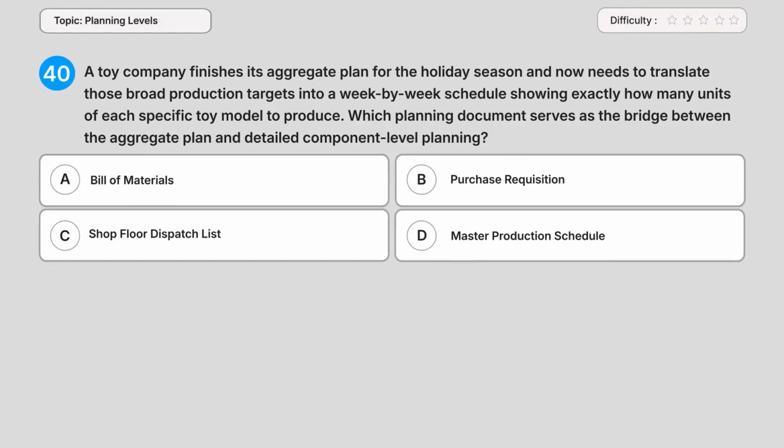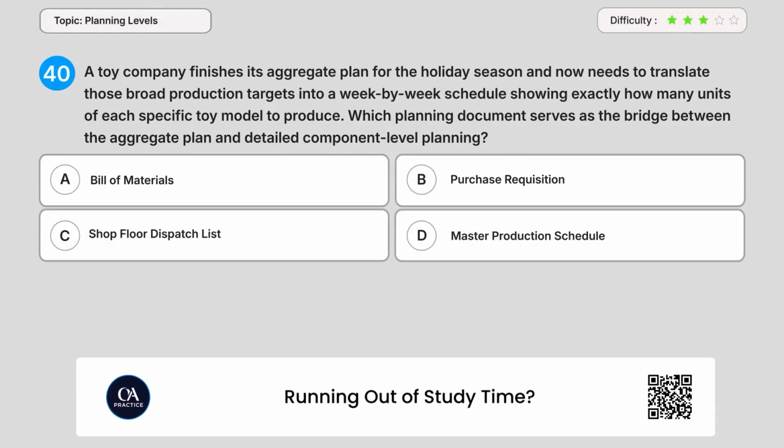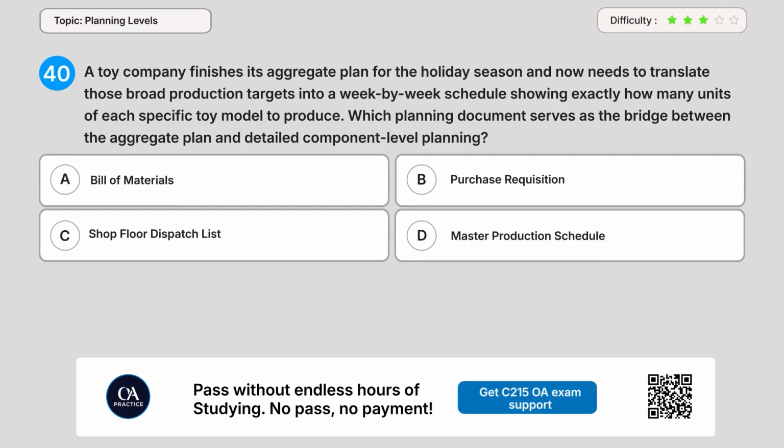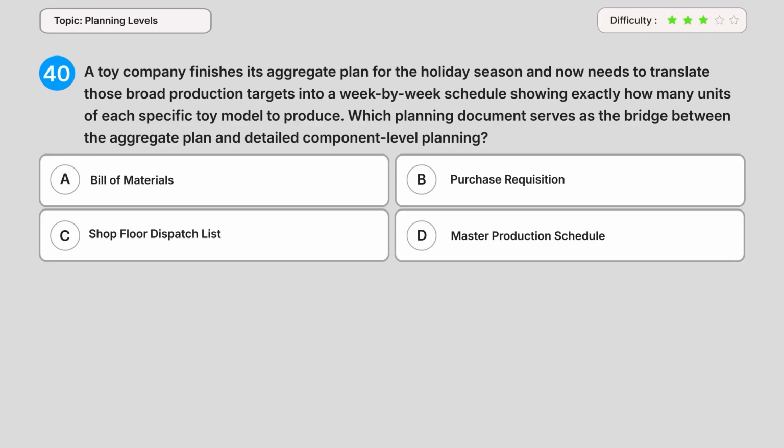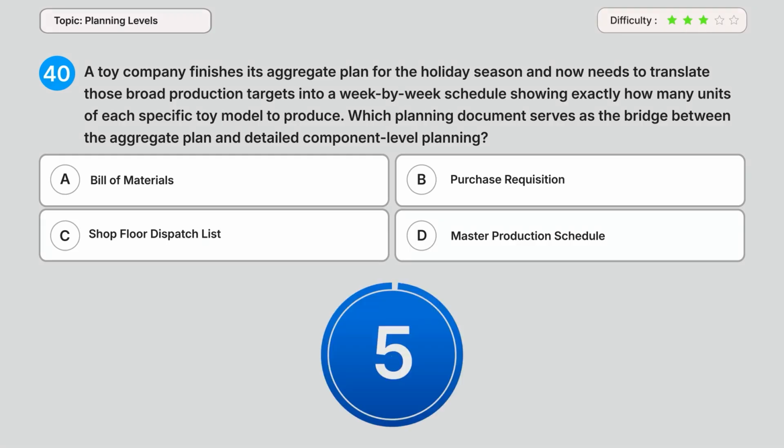40. A toy company finishes its aggregate plan for the holiday season and now needs to translate those broad production targets into a week-by-week schedule, showing exactly how many units of each specific toy model to produce. Which planning document serves as the bridge between the aggregate plan and detailed component-level planning? A. Bill of materials. B. Purchase requisition. C. Shop floor dispatch list. D. Master production schedule. Can you guess the answer?